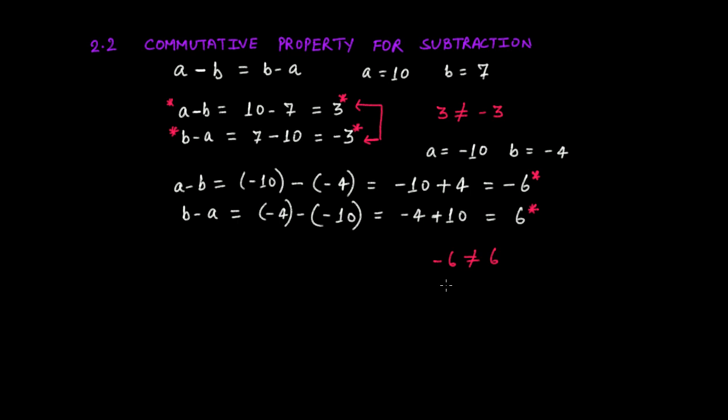Therefore, we can say that the addition of integers follows the commutative property, but that is not the case in subtraction. That is, if you have a minus b, then that will not be equal to b minus a. Therefore, we'll say that the subtraction of integers does not follow the commutative property.